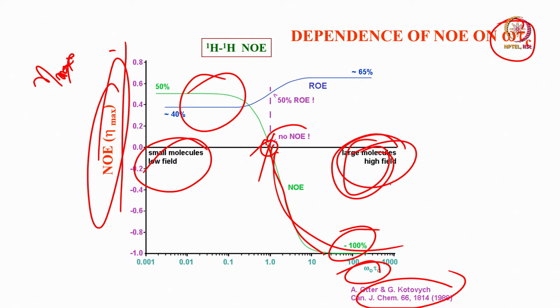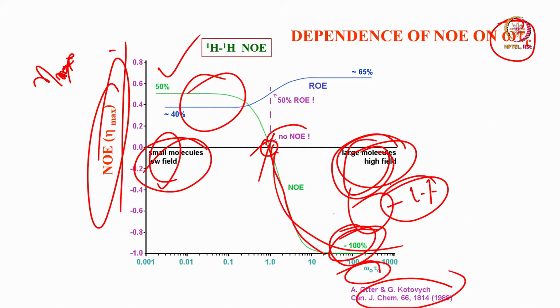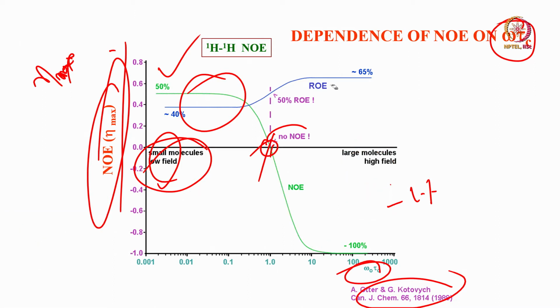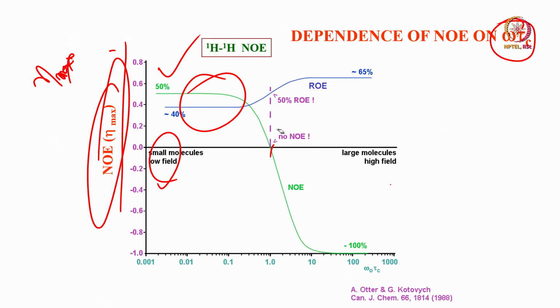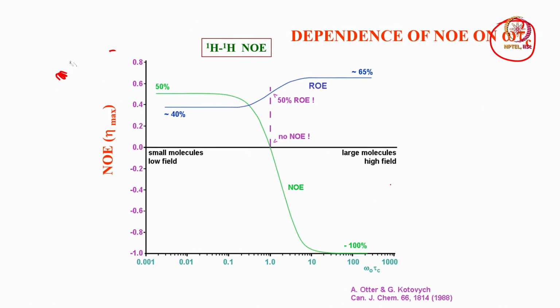This can happen for large molecules in high magnetic field, and this is minus 100%, that is minus 1, we call 100% enhancement of the signal intensity. So, this is 100% or this is 50%. This is the negative NOE, this is a positive NOE. This can happen for small molecules in low magnetic field. This region comes to the big molecules in high magnetic field. This is the situation we always come across when you are dealing with NOE.